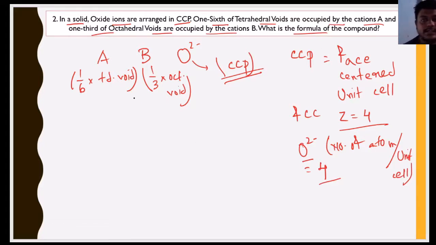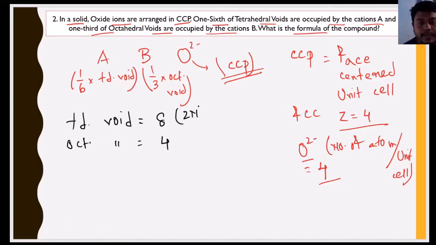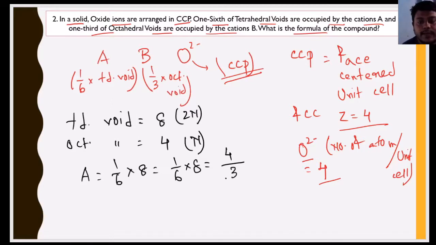So for the tetrahedral void, as the number of atoms you have is 4, the tetrahedral void should be 8, and the octahedral void should be 4, because tetrahedral is represented as 2n and octahedral as n. So A is occupying 1/6 of the tetrahedral void, that is 1/6 of 8. So how much will 1/6 of 8 be? It will become 4/3.